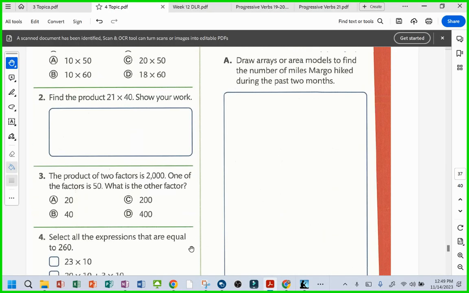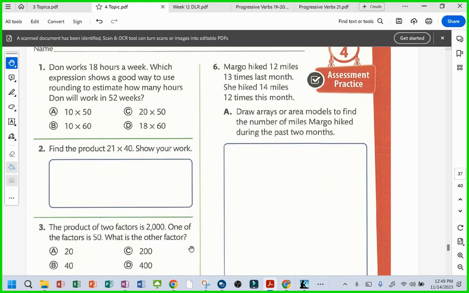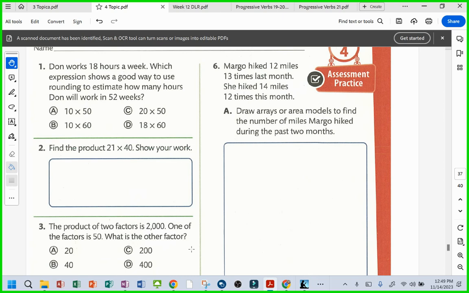All right, guys. I'm going to go over each one of the questions that you have. I'll read them out for you. Let's take a look at number one. It says Don works 18 hours a week. Which expression shows a good way to use rounding to estimate how many hours Don will work a 52-week work year, right? So you're going to round each of these numbers and see which expression works for that.